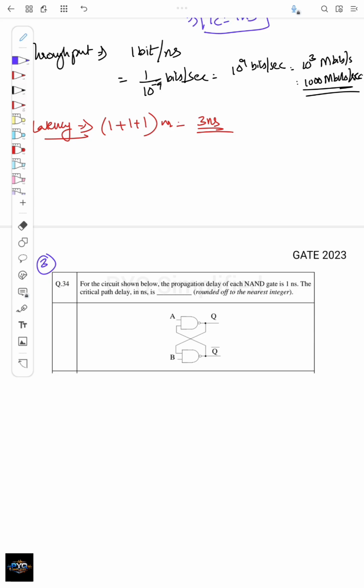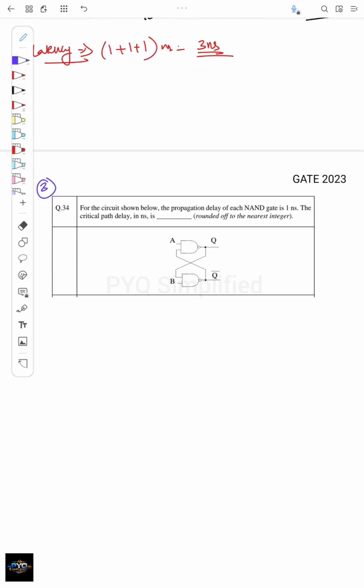Now this is the third question, again from GATE 2023. For the circuit shown below, the propagation delay of each NAND gate is 1 nanosecond. The critical path delay in nanosecond is. It has been given that each NAND gate has a delay of 1 nanosecond, and we need to find the total propagation delay.